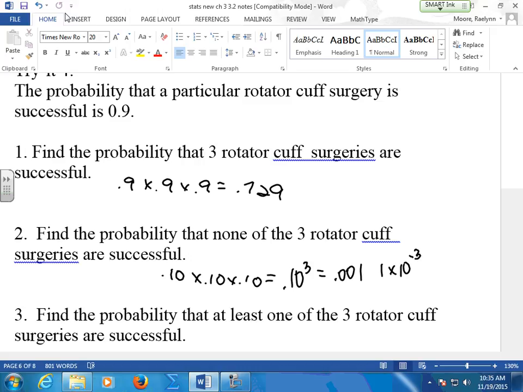Okay, find the probability that at least 1 out of the 3 are successful. Then I can have 1, I can have 2, or I can have 3. The only one I can't have is the none. This is your complement. So 1 minus 0.001, a 0.999 probability, almost 100%, because our chances of none were very, very low there. Everybody good with this?